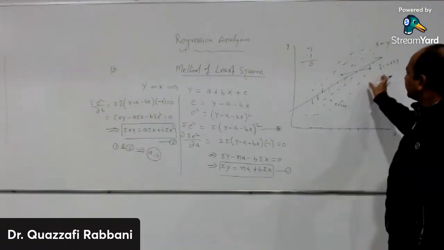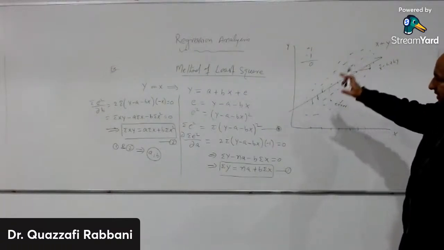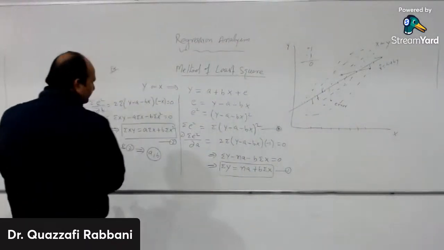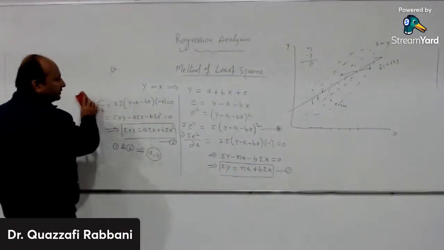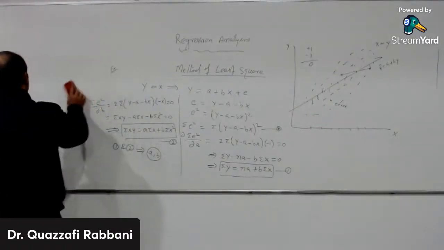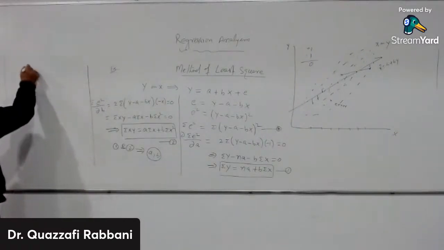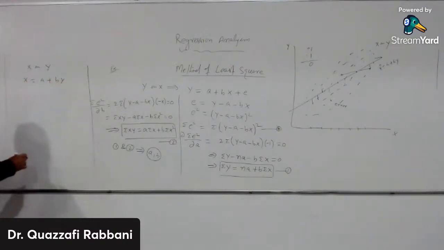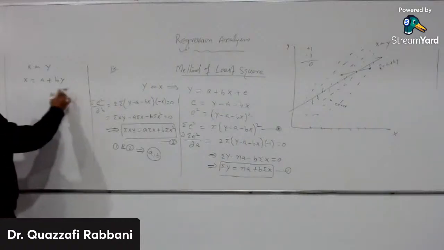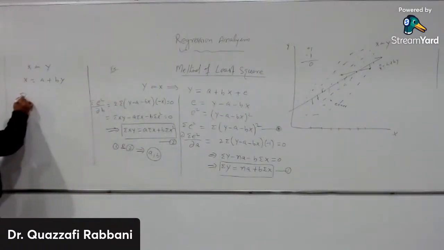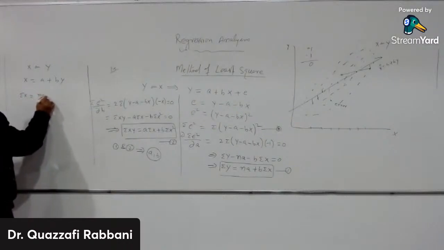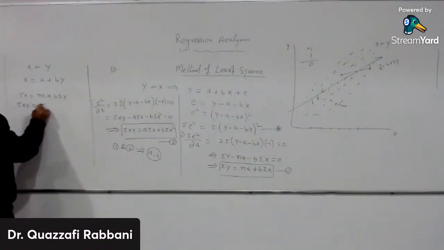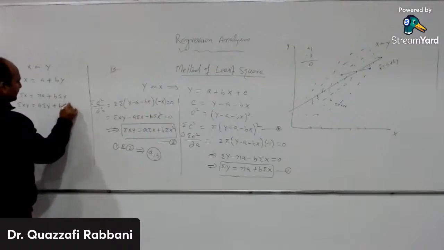So similarly, you just square this error, then sum and differentiate with respect to a and b, then you will get, so if you do the same for the regression equation x on y, that is x is equal to a plus by, after doing the entire process you will get summation x is equal to na plus b summation y, and summation xy is equal to a summation y plus b summation y square.